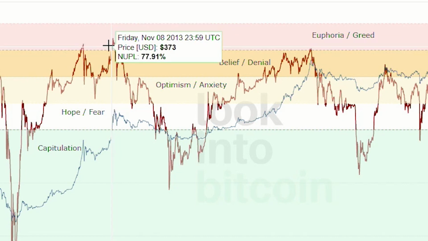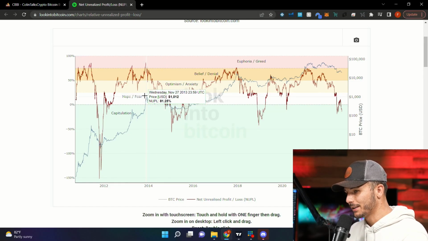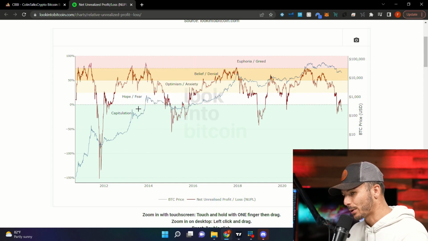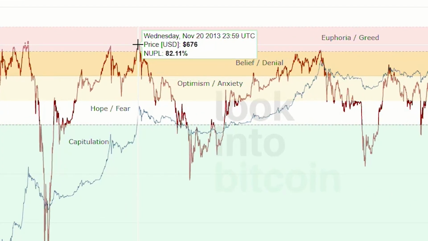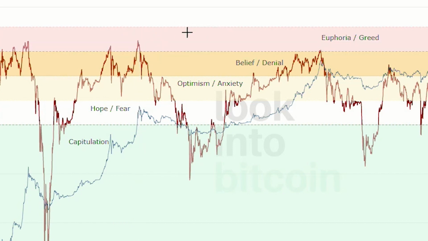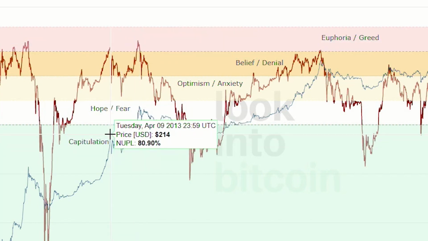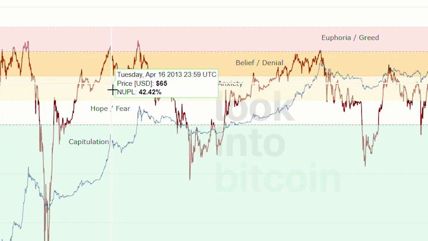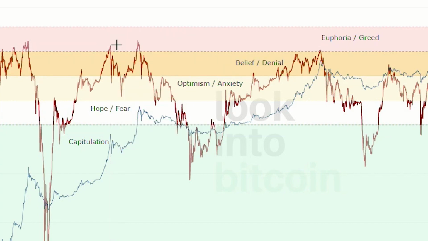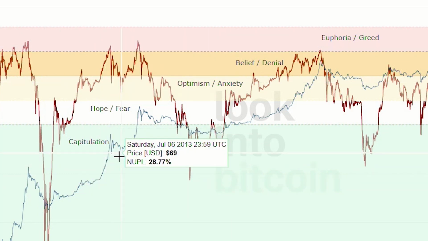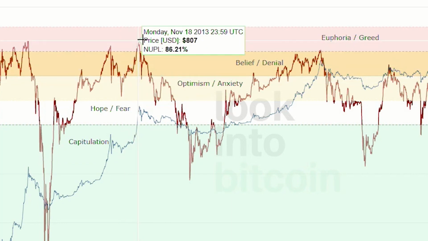take profit. In 2013, as we hit that all-time high, you could see that net unrealized profit and loss all the way up here in the euphoria and greed section, this red area. And this would have been alarming you like, hey, it might be a good time to take some profit. And you could see even on that first top that we got in 2013, we actually came all the way up into the euphoria and greed section. So you could have rode this up, saw this peak into the red, sold, and then bought the dip again, and then rode it back into the red.